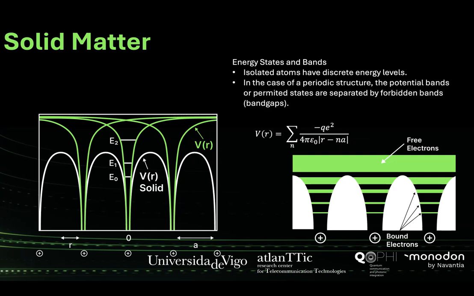A small gap leads to conductive behavior. A large gap leads to insulating behavior. An intermediate gap creates a semiconductor. This is the foundation of all modern electronics and optoelectronics.